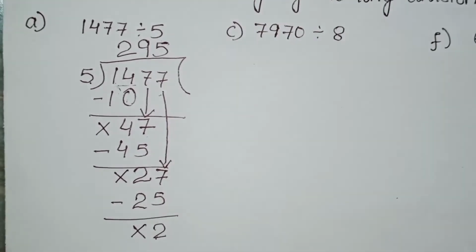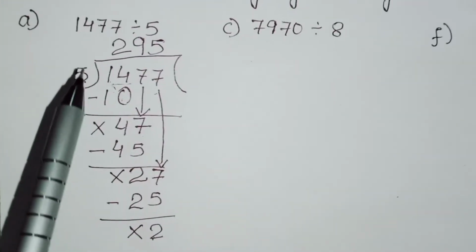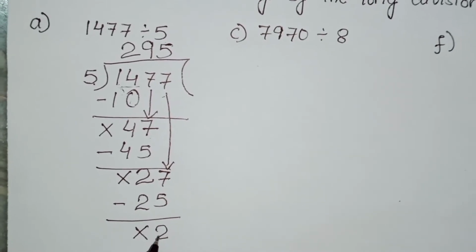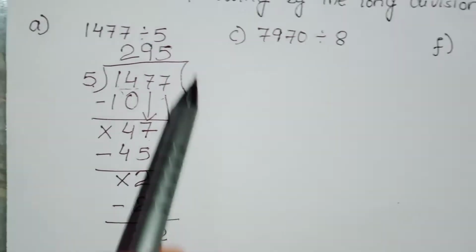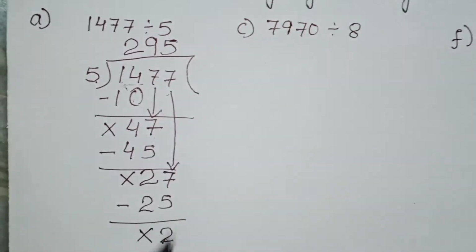In my previous exercise I taught you the long division method. There it was fully divisible, we just got the quotient, there was no remainder. But now we have got the remainder also. Remainder. And this is what? Quotient. This one is the divisor, dividend, quotient, remainder.